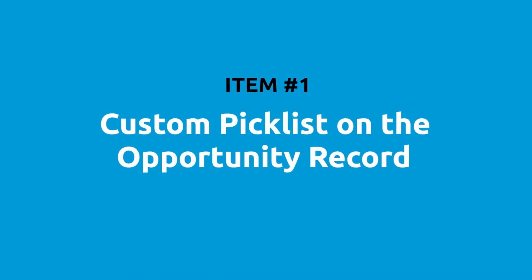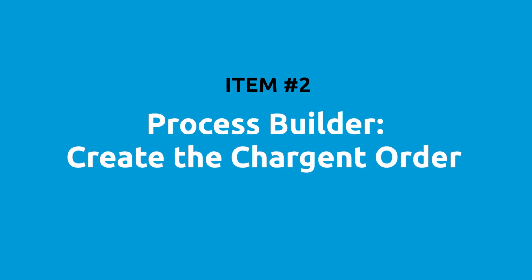Number 1, a custom pick list on the opportunity record containing 2 or more values. Number 2, a process in Process Builder that will create the Chargent order when the pick list value changes.